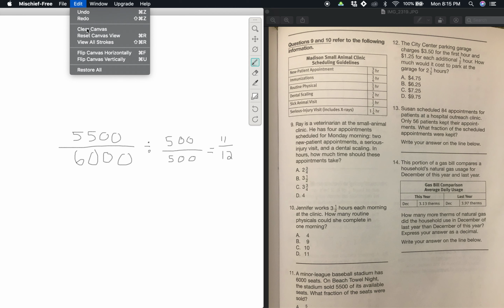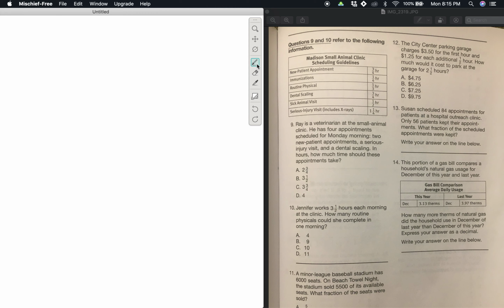Clear canvas? Yes, absolutely. Okay, so we are on number 12. The city parking garage charges $3.50 for the first hour and $1.25 for each additional half hour. How much would it cost to park at the garage for 2.5 hours? Okay, so we know that the first hour is $3.50. Let me just put that there, $3.50.